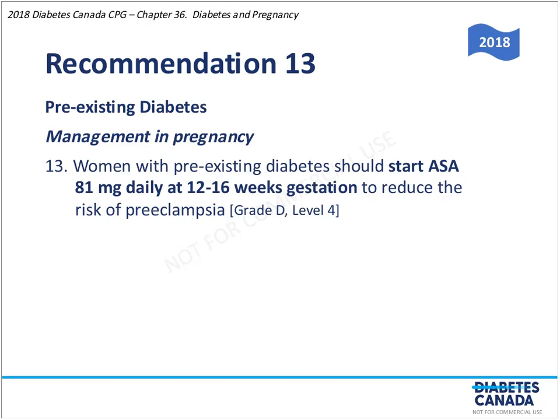In pregnancy, now this is something that I haven't been doing in the past, but it looks like I'll be doing it now. Women with pre-existing diabetes, type 1, type 2, should start ASA, 81 milligrams daily, at 12 to 16 weeks gestation to reduce the risk of preeclampsia. I think that's a new thing for me anyway. I'd be interested to hear if other people have been doing that routinely as well, or if this is a new thing. Seems new to me.